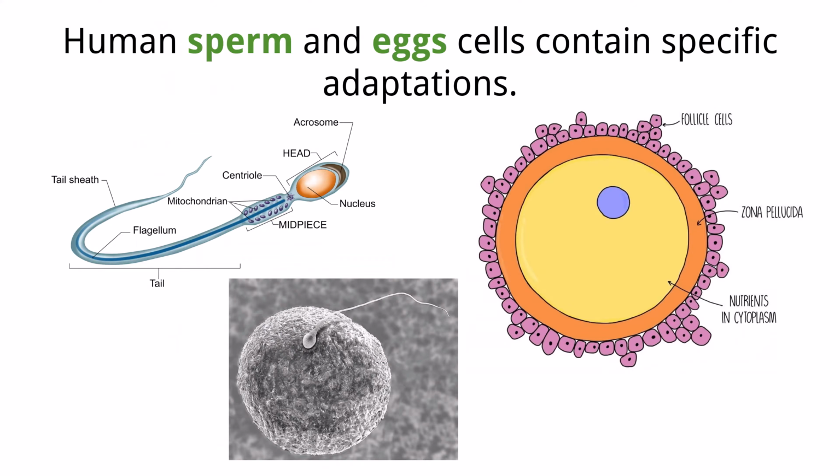Lastly, there are unique adaptations seen in both sperm and egg cells. While both of these cells are haploid gametes, they play very different roles in the process of sexual reproduction and their ability to achieve fertilization.